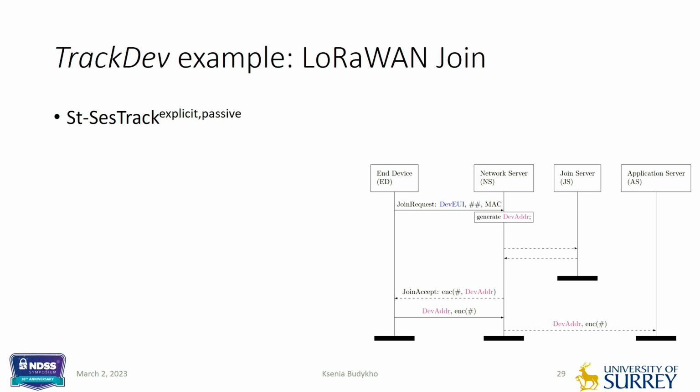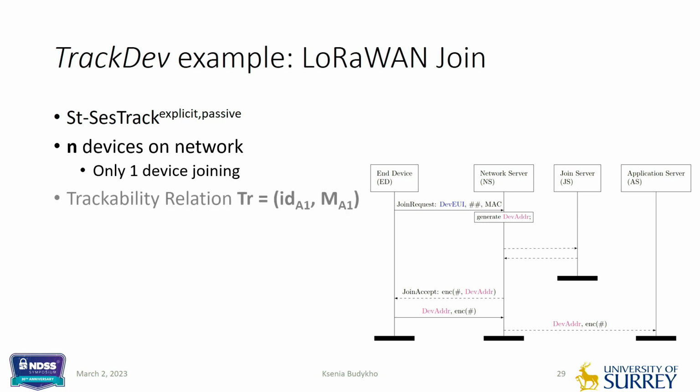So this is a static session trackability attack that can be mounted on this protocol with a passive attacker for an explicit identifier. The attack works in the following setting. End devices are already sending application messages and only one new device is joining the network, and we can tell that they're joining because they send a very specific message. The attacker needs to produce a trackability relation TR that links the given identifier to the set of messages and the traffic that belong to that identifier.